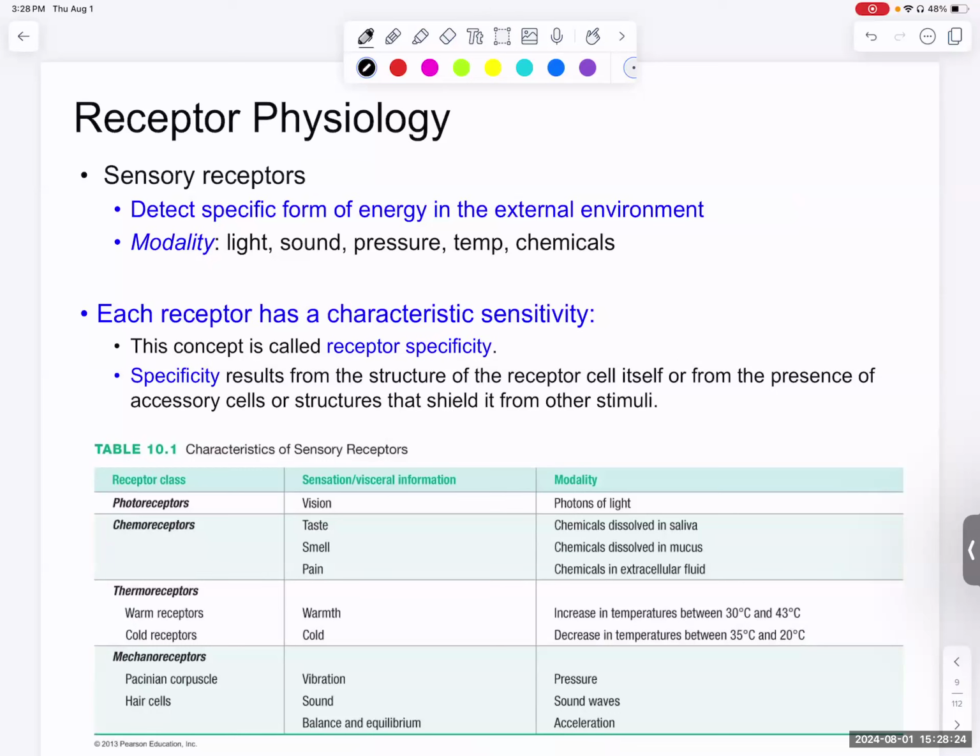Receptor physiology is such that these sensory receptors are going to detect a specific type of energy. Each receptor has its own specific type of energy that it is going to respond to. That is called the characteristic sensitivity or the receptor specificity. Specificity basically means that photoreceptors in the retina of the eye are only responding to photons in the light waves. Chemoreceptors are only responding to some kind of chemical in solution. So it could be taste or smell, but it can also be burning or some kind of pain response.